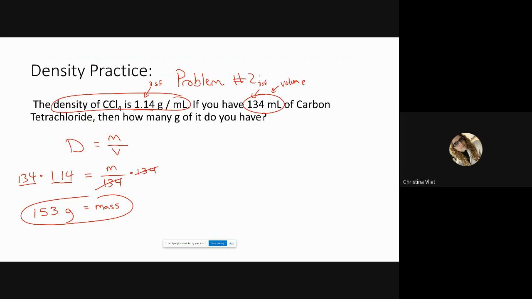All right, so that was scenario 2. You're provided with the density. You're provided with the volume. We're going to take a look at scenario 3. What if you were provided with the density and you were provided with the mass? I'm pausing a little bit for those of you that are still finishing writing the problem down.